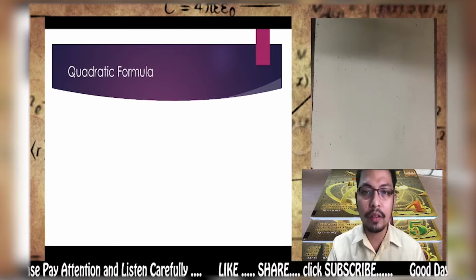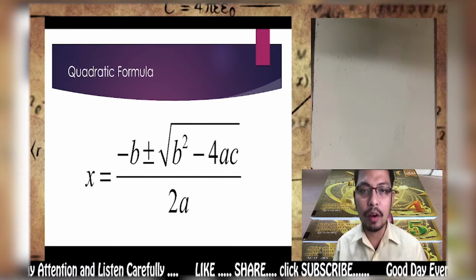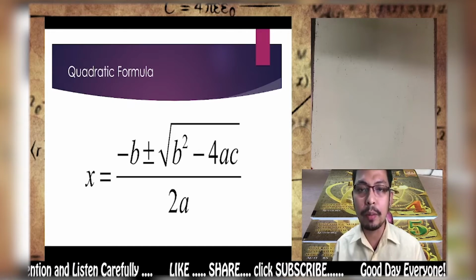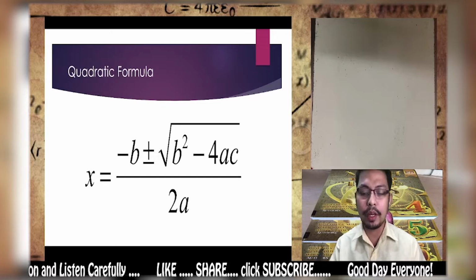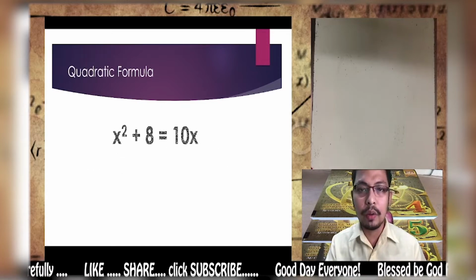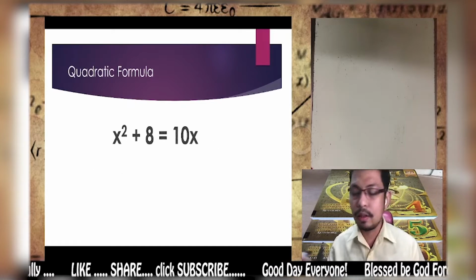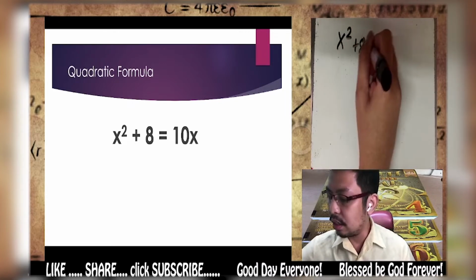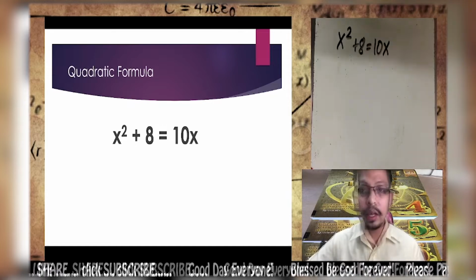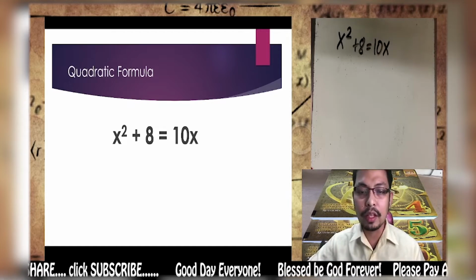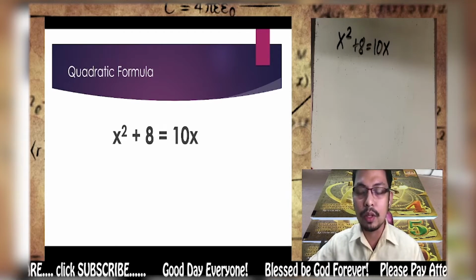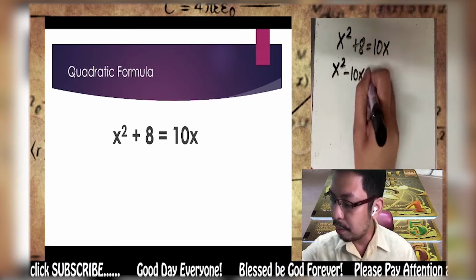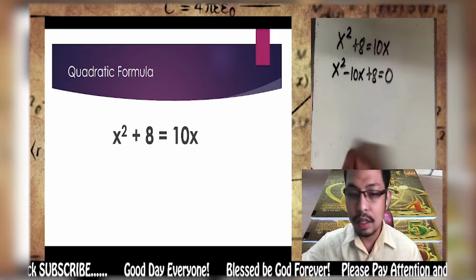So the last is the quadratic formula. We have the formula of x is equal to negative b plus or minus the square root of b squared minus 4ac all over 2a. So let's solve this quadratic equation using the quadratic formula. We have x squared plus 8 is equal to 10x. So again, we arrange this in the form of ax squared plus bx plus c is equal to 0. So this is x squared minus 10x plus 8 is equal to 0.